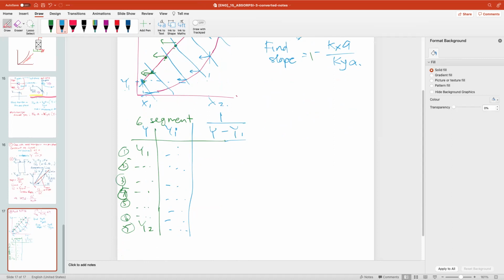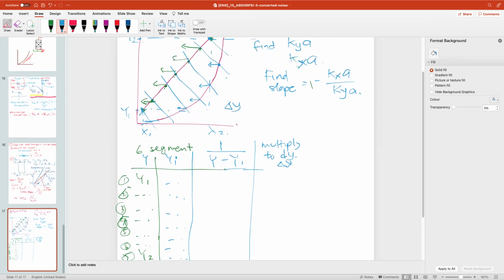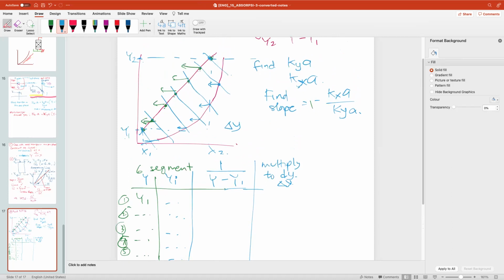For example, this is 2, this is 1, so this is 1 divided by 2 minus 1, just like that, okay. And then you want to multiply them with the delta y. So you should now find the delta y. The delta y is actually the difference between y1 and y2, so y1 minus y2 divided by how many segments.